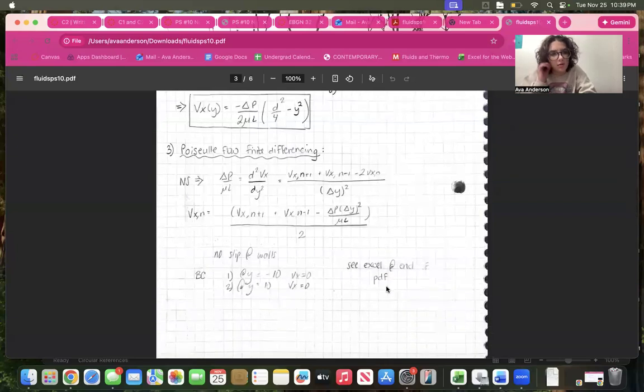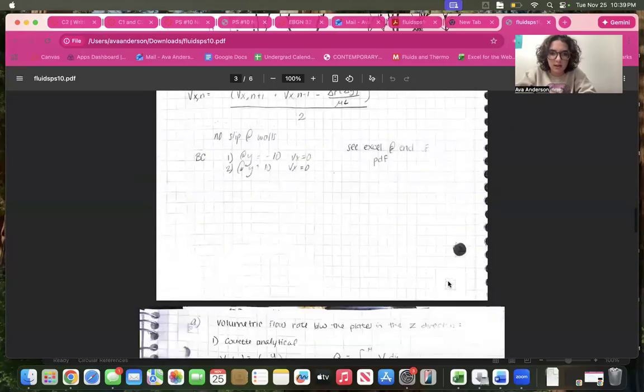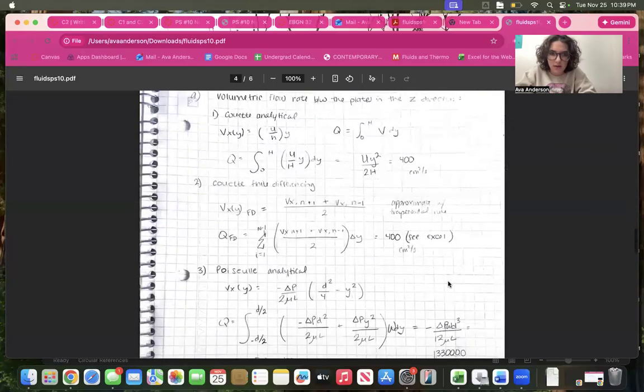And then you can solve the Poiseuille finite difference equation. You're starting from number 6 I showed above, and you're once again solving it with the area under the curve squares and with the same boundary conditions. And I will show you the Excel at the end of the video.